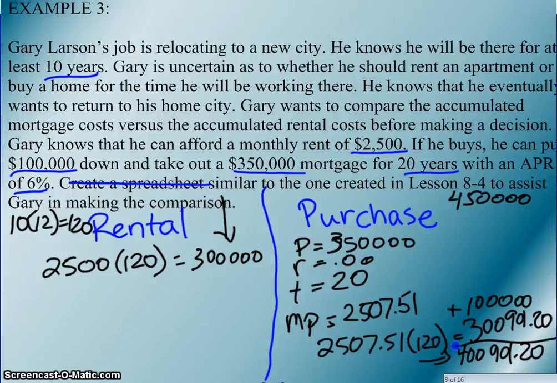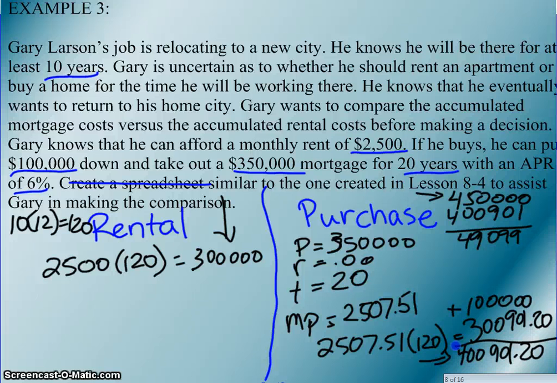Well, let's assume that he sells it for the same $450,000 that he paid before. In this case, if we sell for $450,000, he had put $400,901 in, so he's still looking at about $49,099 that he can get back when he sells that home. And that's a bare minimum. So we're looking at that now.